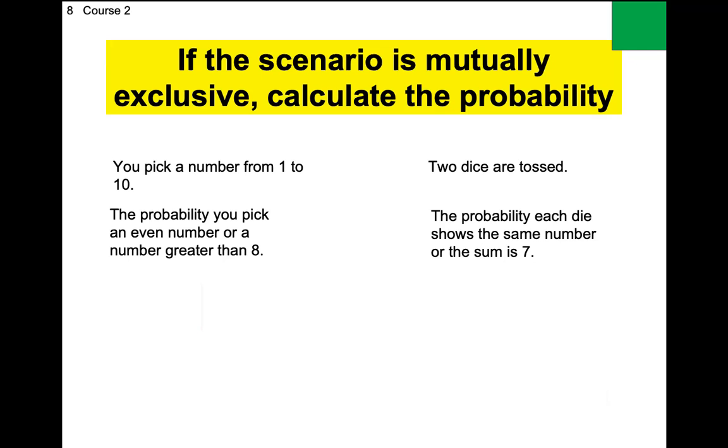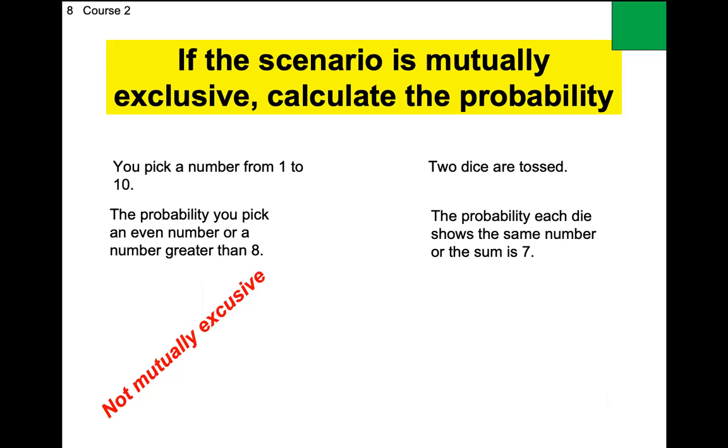Are we done? First one, mutually exclusive, yes or no? No. Why not? Because it can happen at the same time. What's the probability that you pick an even number or a number bigger than 8? Well, if I'm going from 1 to 10, 10 is both even and bigger than 8. So this one is not mutually exclusive. We have to use tomorrow's formula.